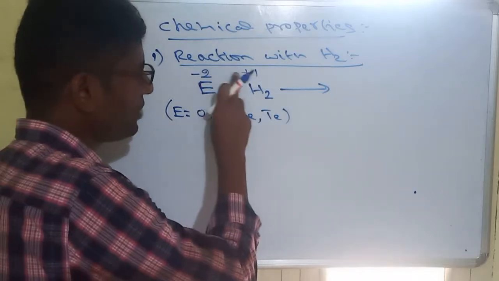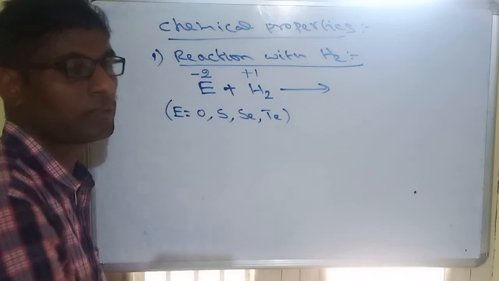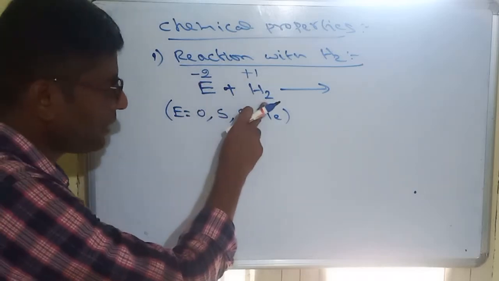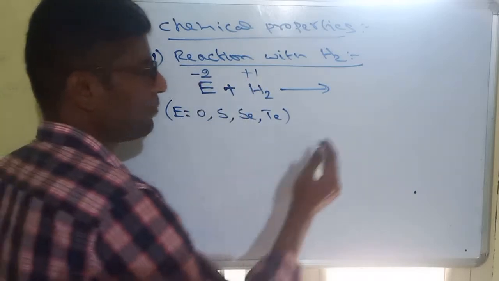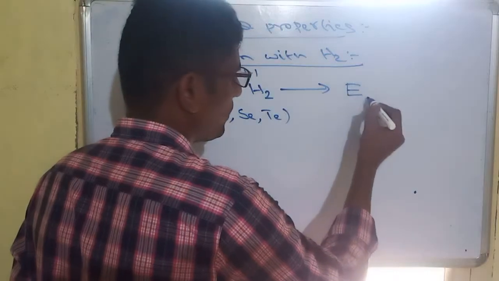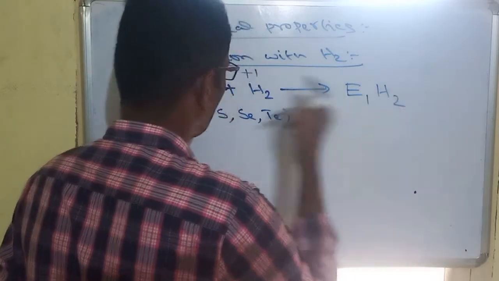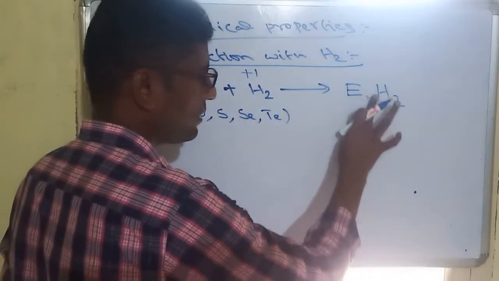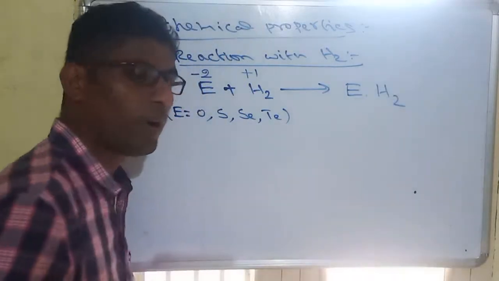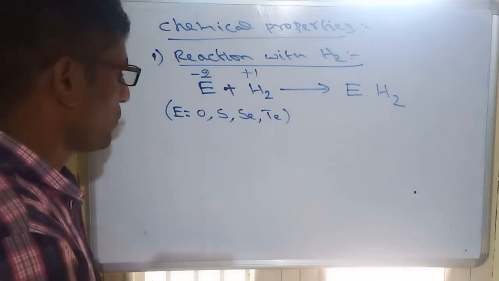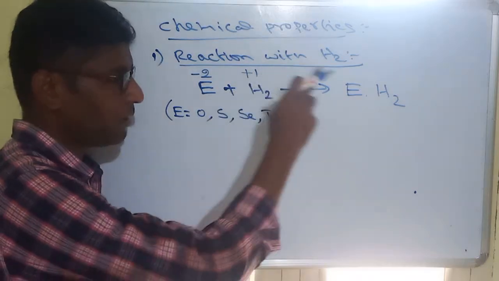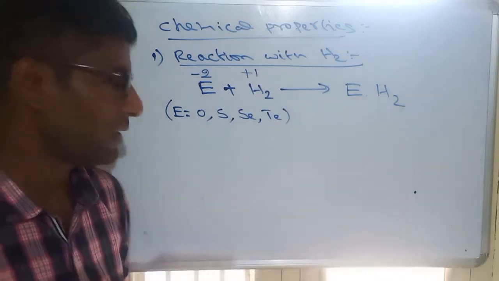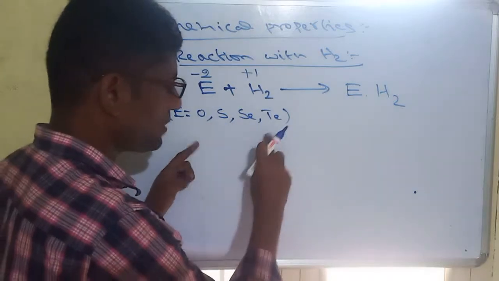Now these charges must be crossed. That means 2 will come here, 1 will come here. The formula will be E1H2. So 1 we can neglect. EH2 is the formula of the hydride. So any 16th group element combining with hydrogen produces EH2. E means any of these elements.